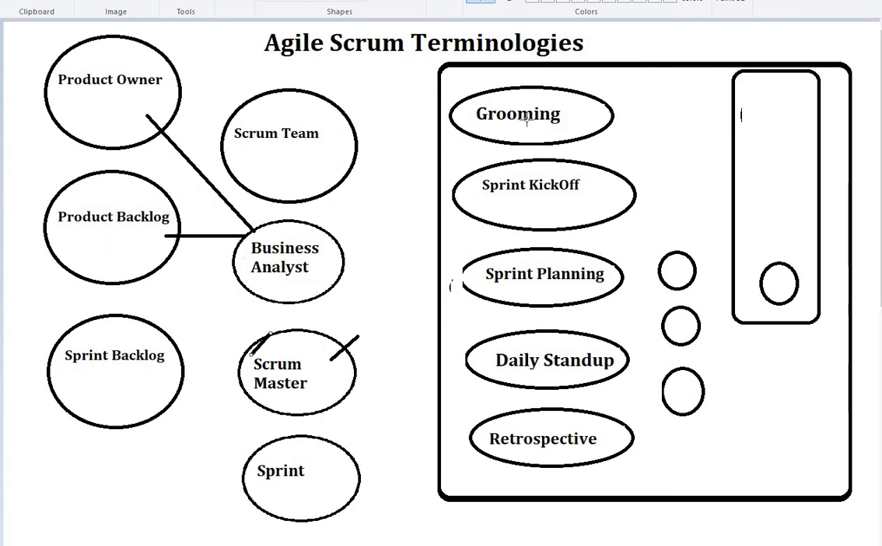So these are basically the team members and the backlog terminologies that you will need to know about Scrum. Let's talk about grooming and all of these things. These are the meetings that you would have to be fluent with in order to know the Agile process.